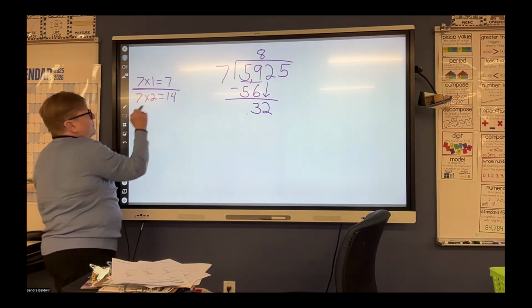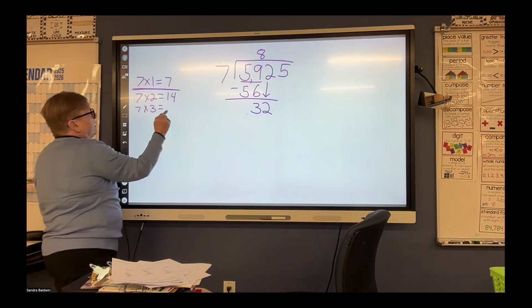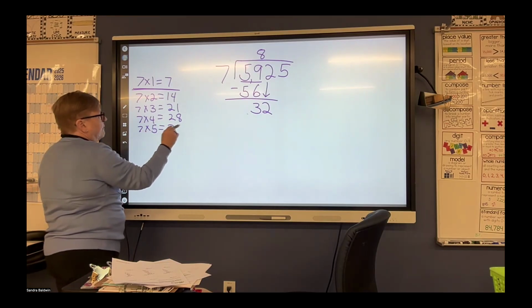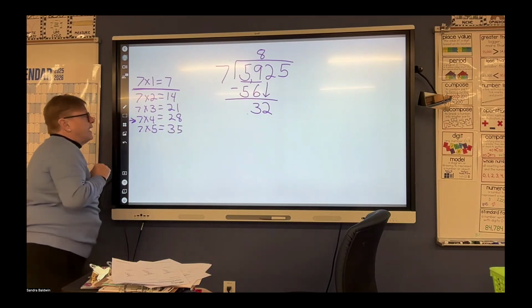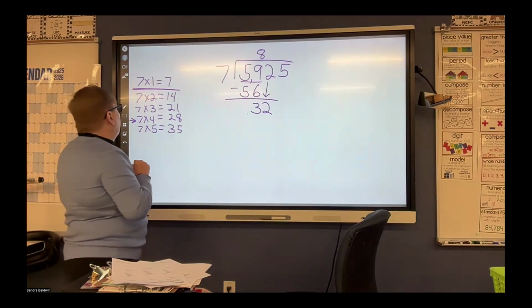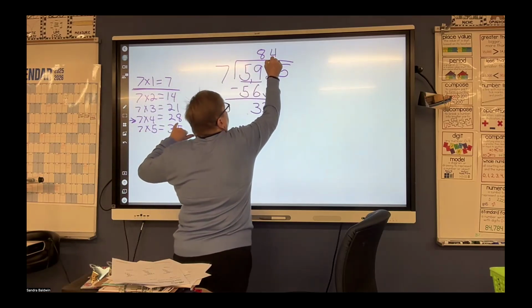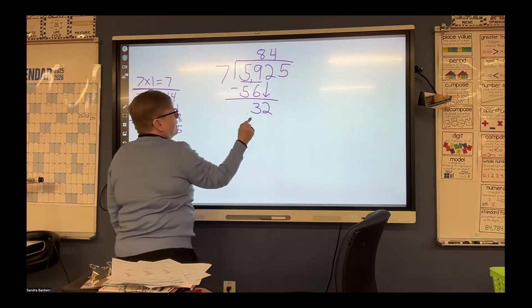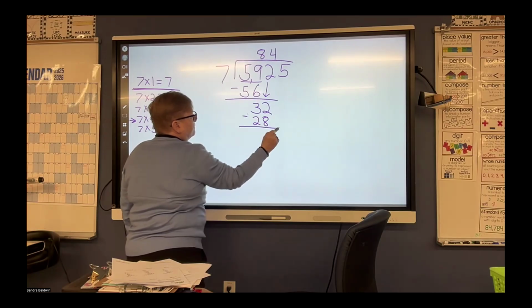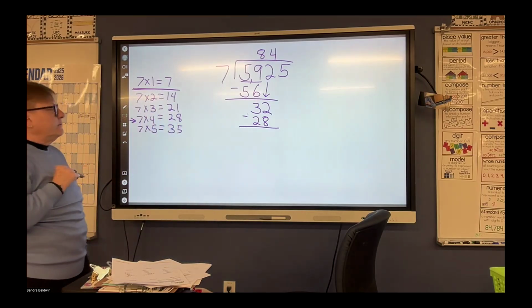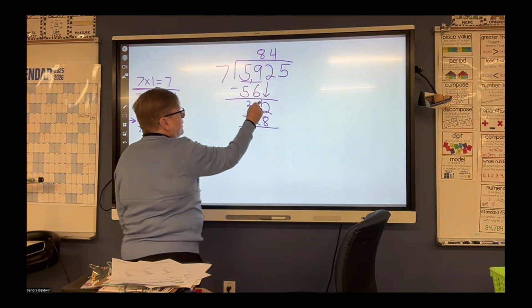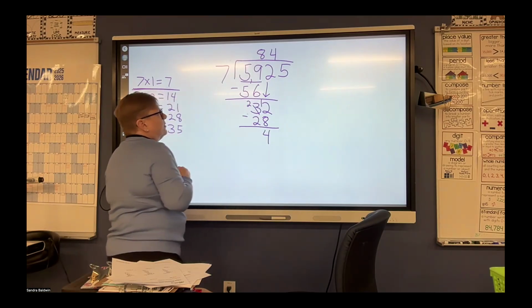7 times 2, I know, is 14. 7 times 3 is 21. 7 times 4 equals 28. 7 times 5 equals 35. That's too much. So I know I'm going to use this fact here: 7 times 4 equals 28. So we'll put this factor, 4, up there as part of the quotient. Divide, multiply. 4 times 7 equals 28. Now I'm going to subtract. I cannot say 2 minus 8, so I'm going to take 10 from here. 12 minus 8 gives me 4.